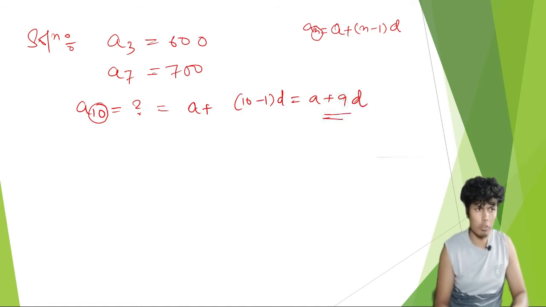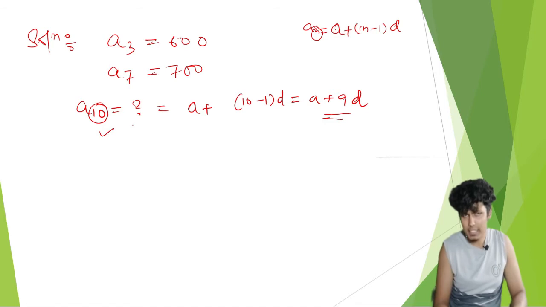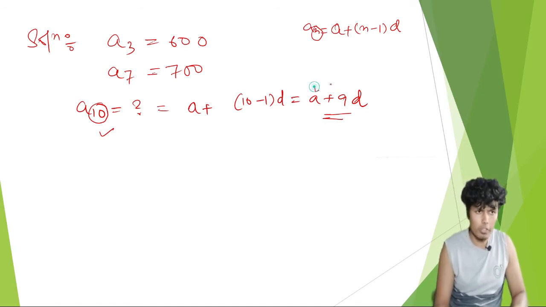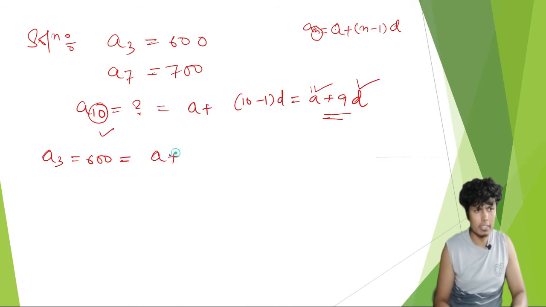Okay. So for finding A10, which the question is asking us to find, we need to know the value of A and the value of D. So let us find the values of A and D from these two conditions. A3 is equal to 600. The formula for A3 will be A plus, instead of N you put 3 here, 3 minus 1 D, from this formula. Do not forget the formula.